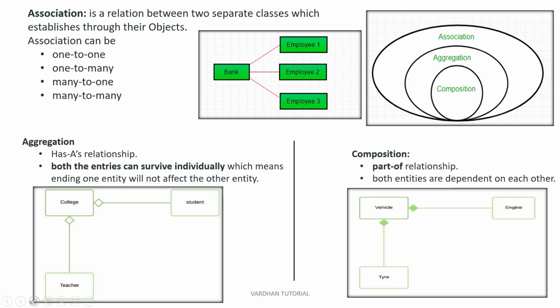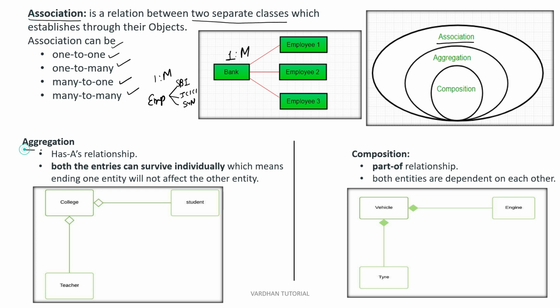See, focus on this diagram. Any relationship is called association. Association is any relationship which exists between two separate classes. Association can be one to one, one to many, many to one, and many to many. See this example. Here it is one bank, and in one bank many employees can open an account. So it is one to many. If one person, one employee, can open accounts in many banks, like it is opening in SBI, ICICI, and Syndicate, this relation is one to many. So this type of relationship is called association.